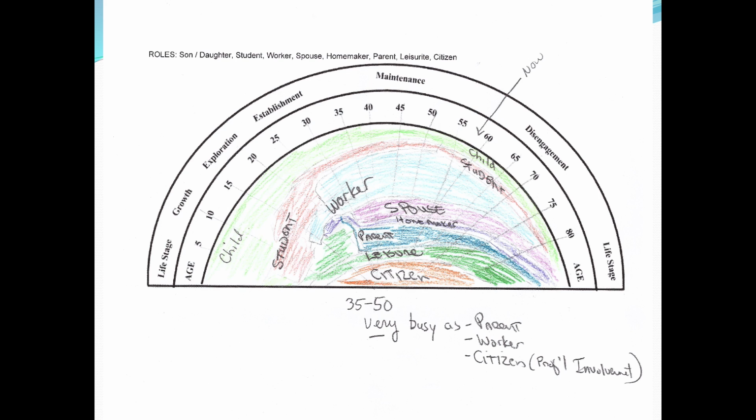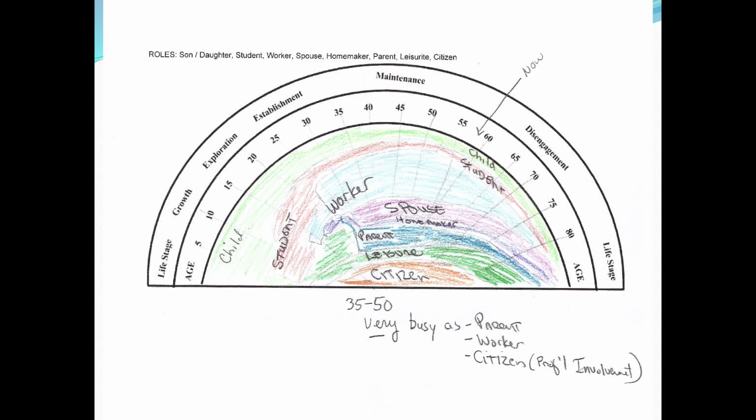My worker role is large. My spouse role is large, and hasn't changed pretty much. It came into play when I was around 30. Parenting: I had two stepchildren right off the bat, and then my own son. As they left the house, we have more of an adult relationship, so that changed. Leisure, I didn't know what to do with leisure. It was a hard one, and even citizen, I felt like I got shortchanged as I kept drawing my chart here.